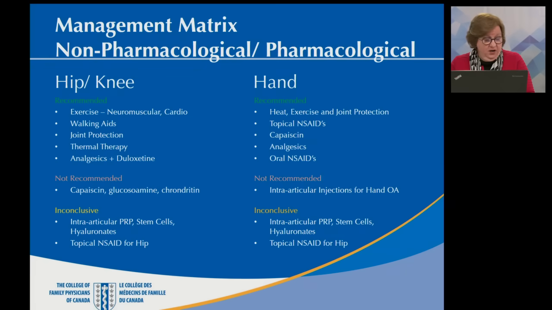And in our tool, we have done a management matrix where we have divided into lower extremity and upper extremity, recommended, not recommended, inclusive, pharmacological, and non-pharmacological. This is just a brief summary of the management matrix, but it allows you to look at all aspects of joint treatment and what is recommended at one glance.